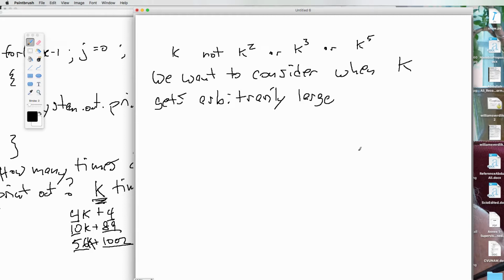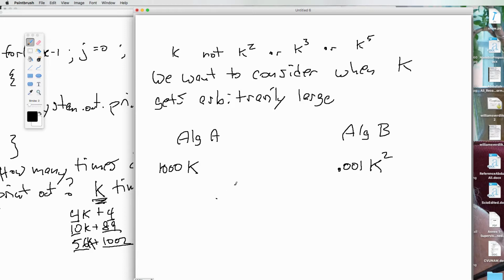So let me give you an example. Suppose I have algorithm A, and suppose I have algorithm B. And both of these do the same thing. But I go ahead and I count the operations in these things. And algorithm A takes 1,000 times k to do something. And algorithm B takes 0.001 k squared. And the question that I have for you is in general, which algorithm is better?